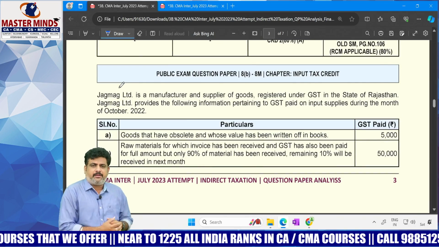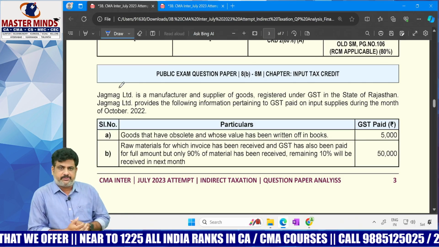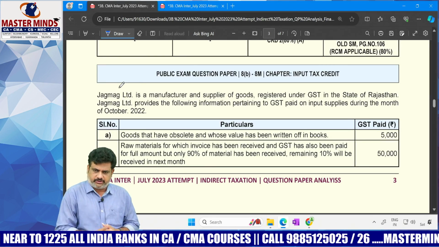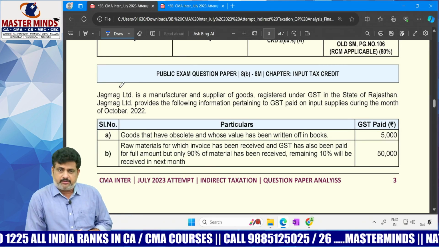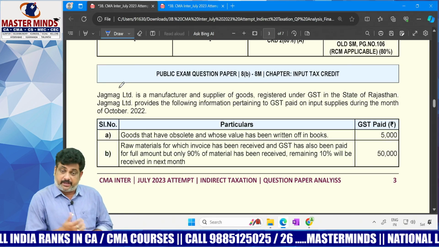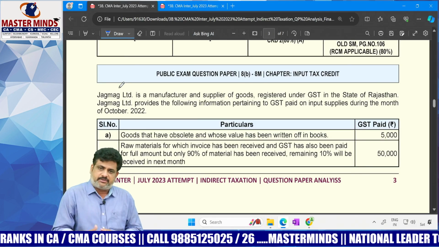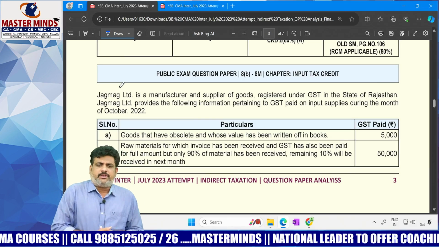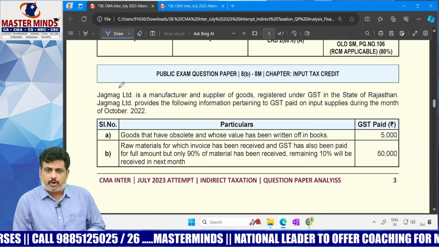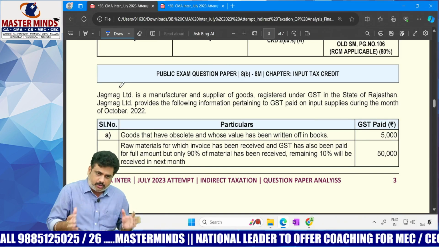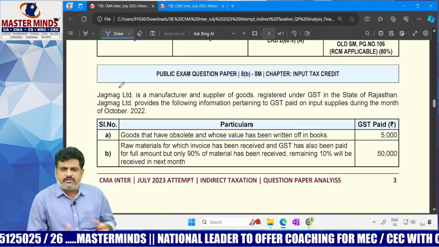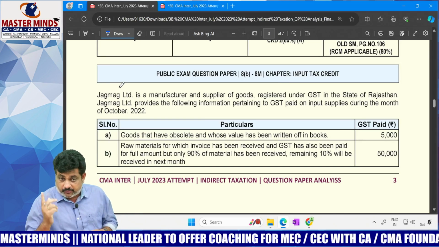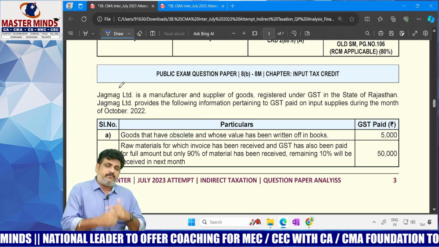Next one is 8B, 8 marks. It is from the chapter Input Tax Credit. Jagmug Limited is the manufacturer and supplier of goods registered under GST in the state of Rajasthan. It provides the following information pertaining to GST paid on the input service supplies during the month of October 2022. So here, a very simple one: goods that are obsolete and whose value has been written off in the books of accounts. Whenever a thing is written off in the books of accounts, as per section 17(5), you need to reverse the ITC.